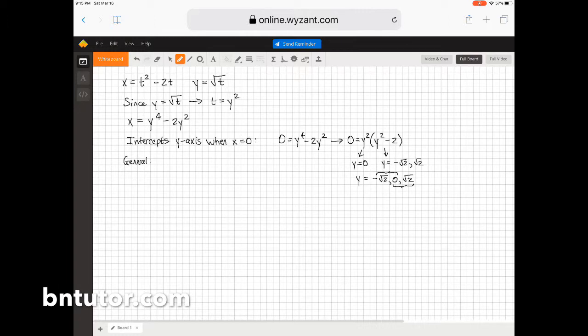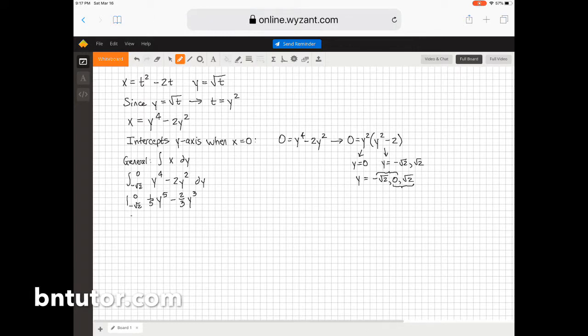In general, when we're trying to find the area between a curve and the y-axis, it's the integral of x times dy. We'll rewrite x in terms of y to make the antiderivative simpler. We'll focus on that first interval from negative square root of 2 to 0, and replace x with the expression that we had found for it earlier. The antiderivative is 1/5 y to the fifth minus 2/3 y cubed.